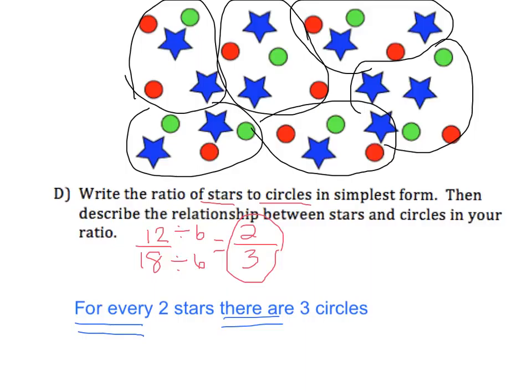And something even crazier is look how many groups we just circled. There's 1, 2, 3, 4, 5, 6 groups of this ratio. And hey, look at that. That's what we divided by here to reduce this ratio or to make it simplest form. That's because the ratio 12 to 18 is 6 groups of the ratio 2 to 3.